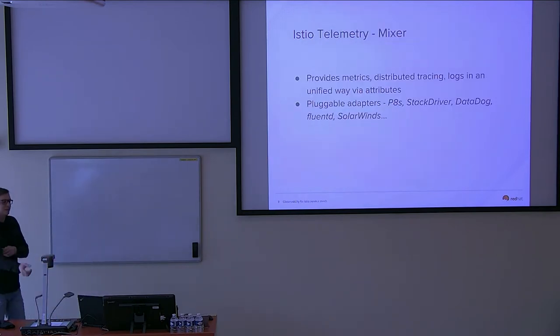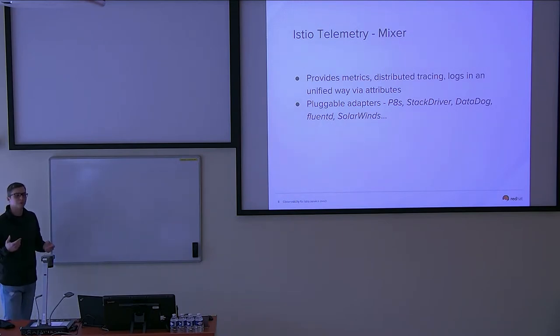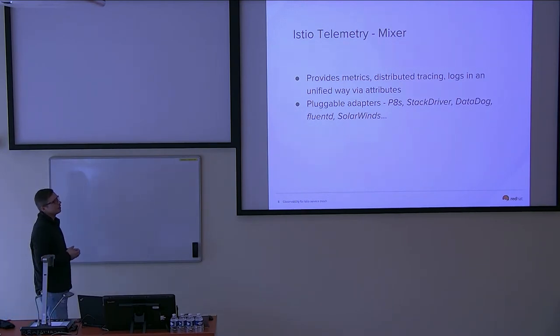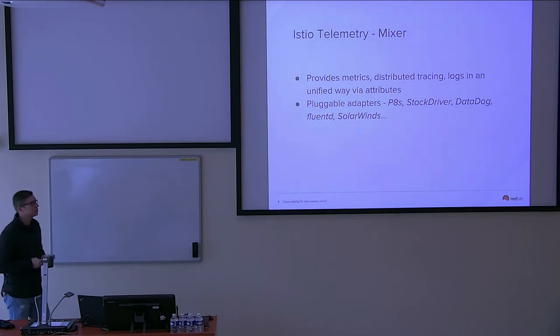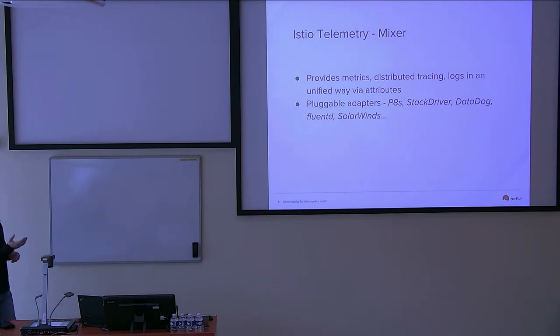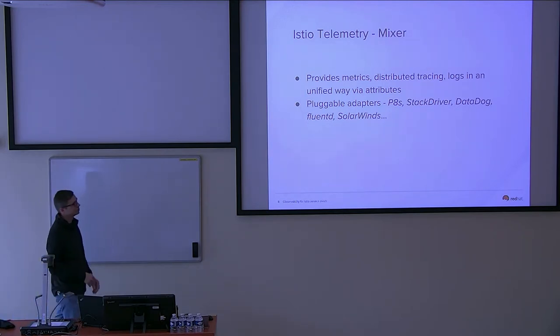So Mixer, as I said, all the traffic goes through the proxies, then these proxies or the Mixer can generate very unified telemetry data for the traffic. And what happens in Mixer is that you can configure what kind of telemetry you would like to extract from the traffic. So for example, I would like to log HTTP status code or maybe the payload size. The other important thing is that Mixer is pluggable, so you can actually use different monitoring solutions with it. By default, for example, there is Prometheus for the metrics, Jaeger for the traces. But you can configure basically any of those.